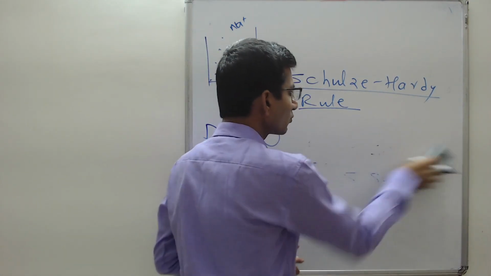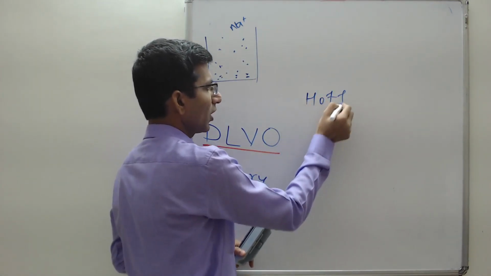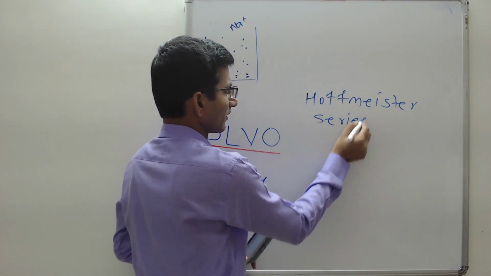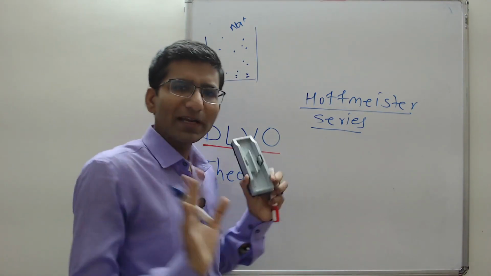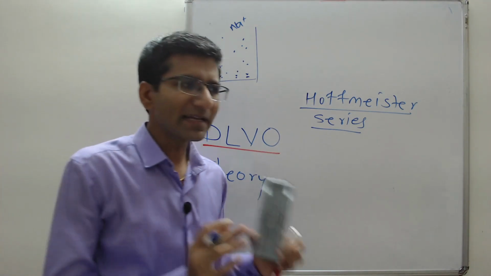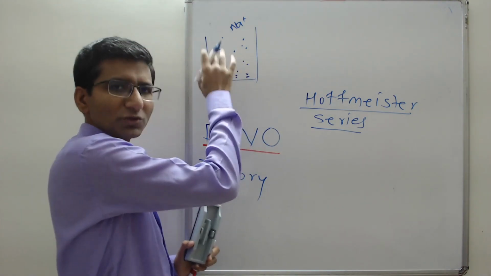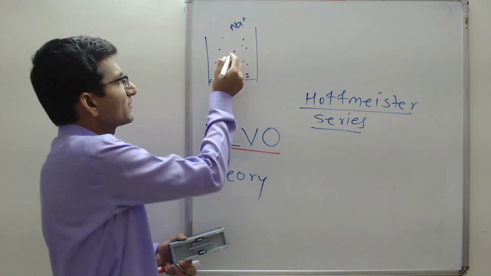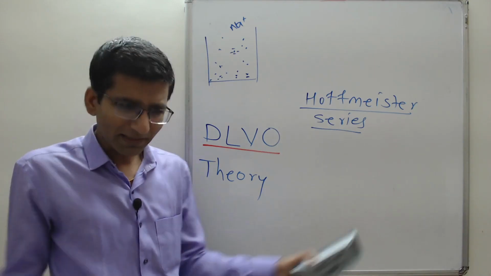Now another rule is the Hofmeister series. You should write it in the notebook. Now what is the Hofmeister series? The Hofmeister series says that if you keep valence constant, then aggregation power increases as the size of the ion increases. For example, if I add Na+ ions to this and aggregation is occurring, why will aggregation occur? Because the surface charge will be neutralized. If the surface charge is negative and I am adding Na+, the surface charge will be neutralized and particles will have no repulsion.